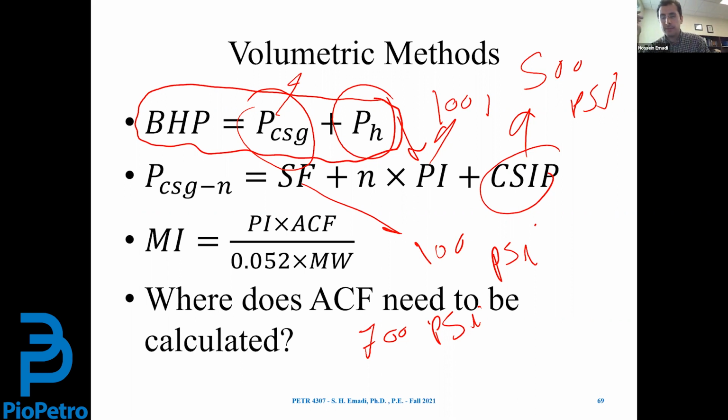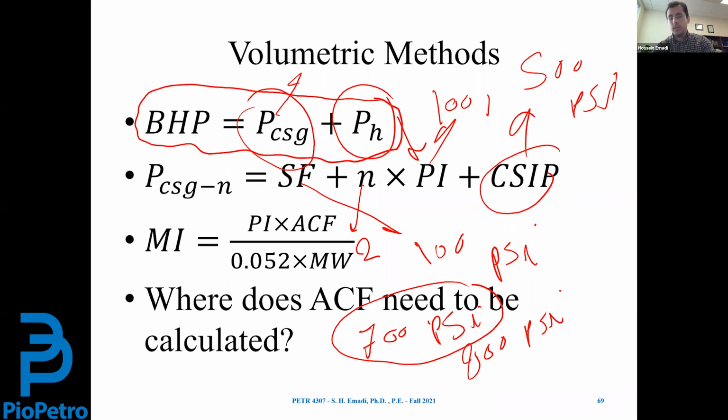We bleed off at the surface by 100 psi, so the pressure remains constant at 700 psi. We let the gas expand again, so it will become number 2. So 100 plus 2 times 100 plus 500 becomes 800. Again, we bleed off mud, so the pressure remains constant. So we keep doing that till gas reaches the surface.